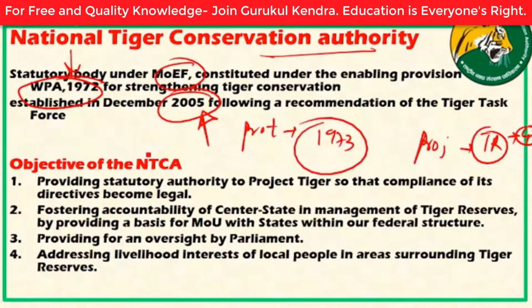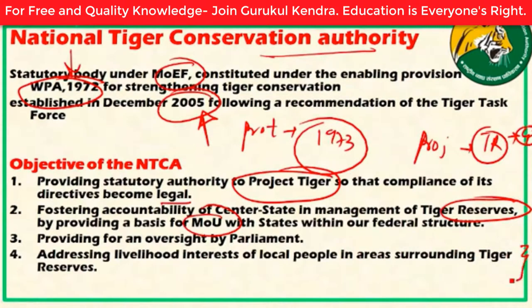The important objective of the National Tiger Conservation Authority is to provide statutory authority to Project Tiger, so that compliance with its directives becomes legal. It fosters the accountability of the center and the states in management of the tiger reserves. It provides a basis for memorandum of understanding with the states within the federal structure for the conservation of tigers in the country. It provides oversight by the parliament because it is a statutory authority, and it addresses the livelihood interest of the local people in areas surrounding the tiger reserve.